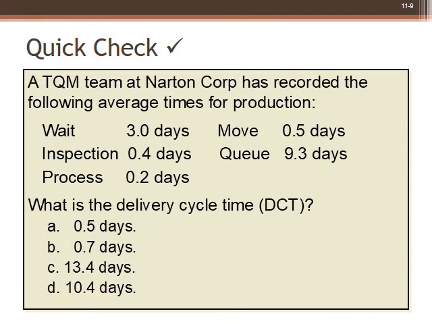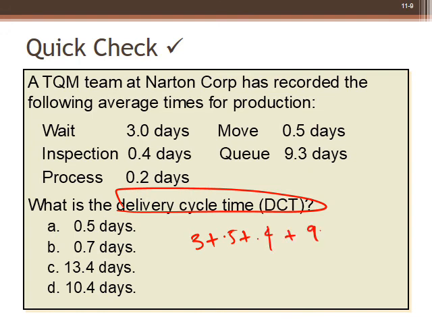The other quick check is: what is the delivery cycle time, which is from when we receive the order to when the goods are ready to be shipped? It means it is wait time plus move time plus inspection time plus queue time plus the process time of 0.2. So that would be 13.4 days.